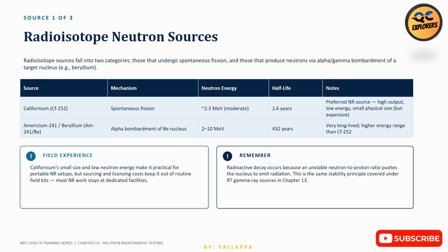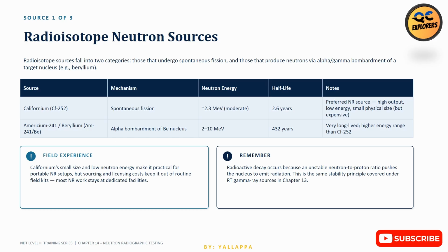Radioisotope neutron sources. This is one of the oldest methods of producing neutrons and remains an important topic in Level III certification examinations. Before discussing the individual isotopes, let's understand the basic principle. A radioisotope is an unstable atomic nucleus because the balance between protons and neutrons inside the nucleus is unstable. The atom naturally seeks a more stable state by emitting radiation.